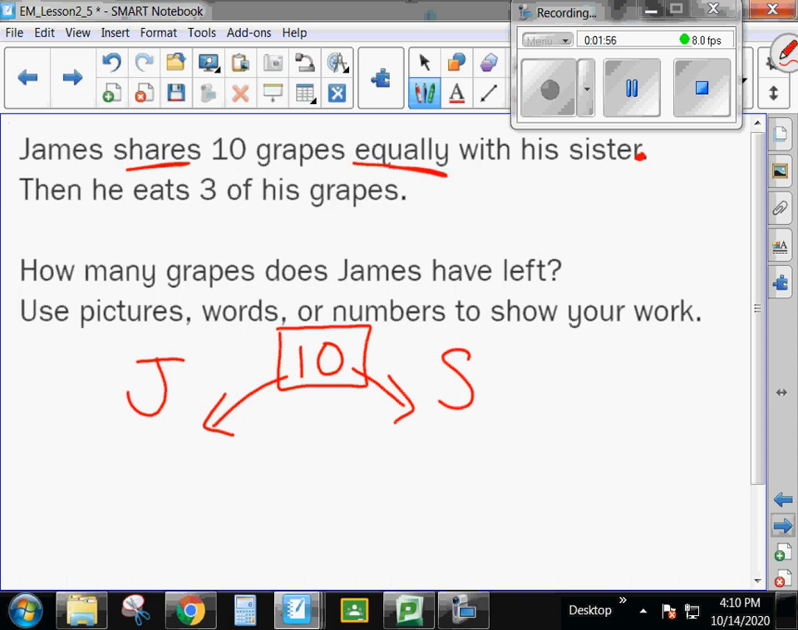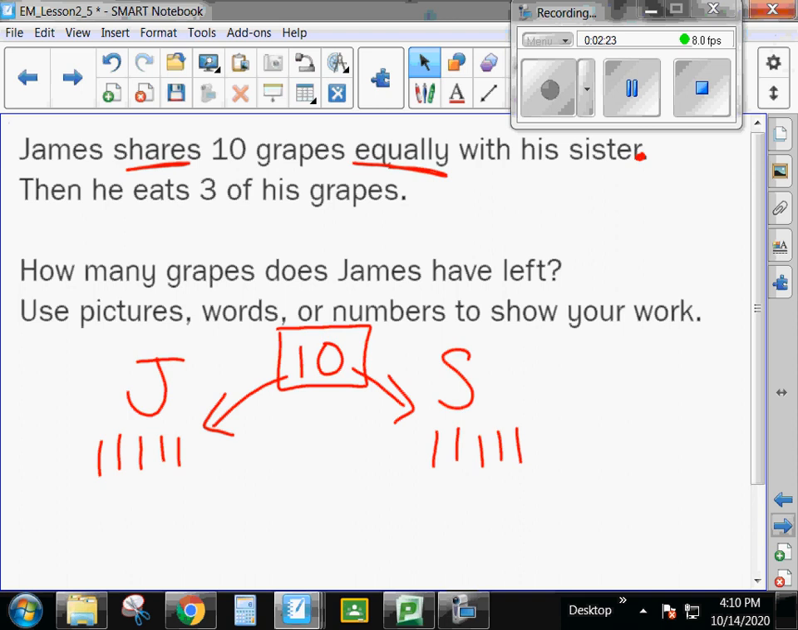So I'm going to share these 10 grapes equally, sharing them equally. So guys, if I'm going to do that, I can just share them out. 1, 2, 3, 4, 5, 6, 7, 8, 9, and 10. Now, you probably already knew that if you took 10 objects and split them into two piles, that it's 5 each. So maybe you just put a number 5 underneath of each one. So now let's look and see what happens next.